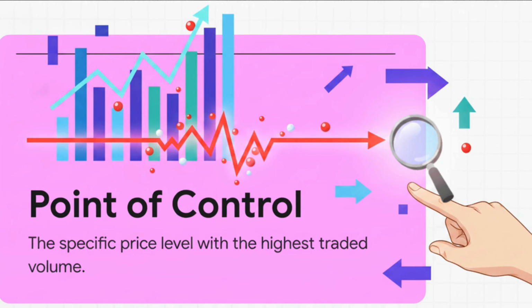It's the single price level where the ultimate fight between buyers and sellers took place, where the absolute most volume was transacted. And because of that, it acts as a massive magnet for future price action. It becomes a premier support or resistance zone.